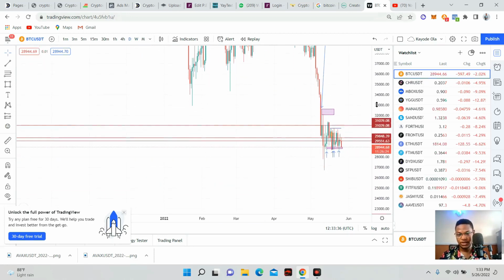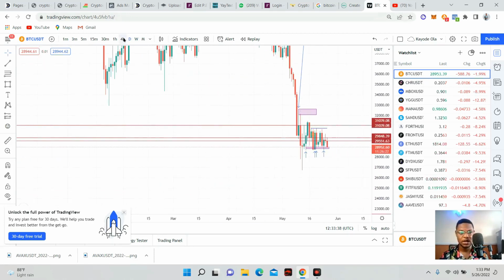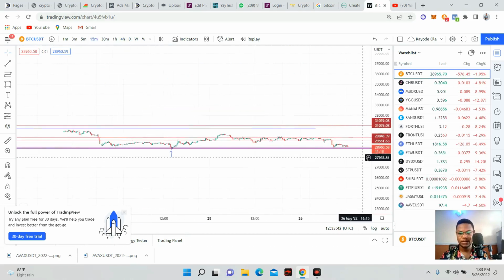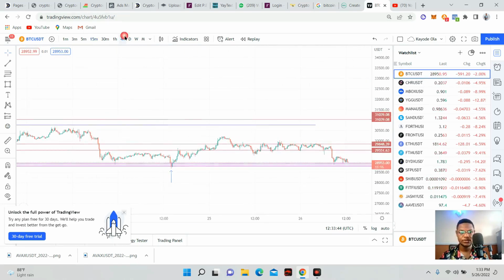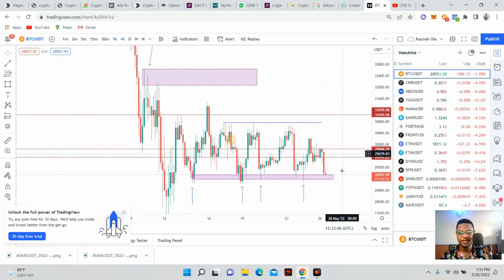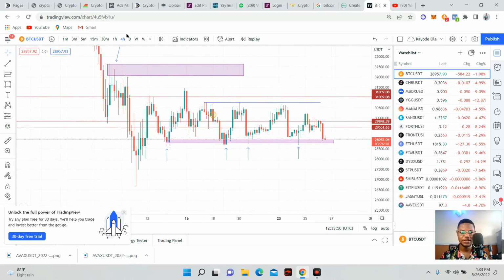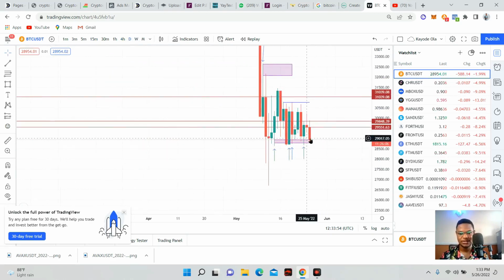Being a swing trader is safer than being a day trader. Now let me explain all of this. As you can see, we have been ranging in this particular zone for days now, more than one week, ranging between this particular top and bottom.